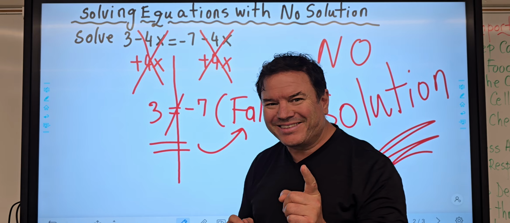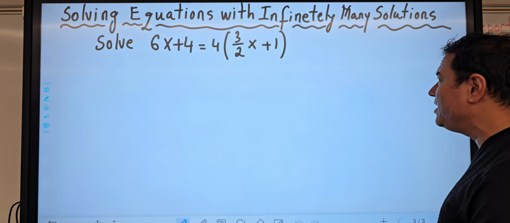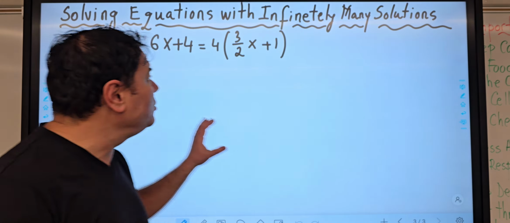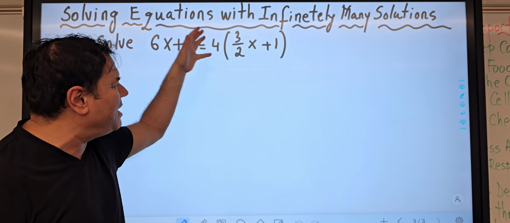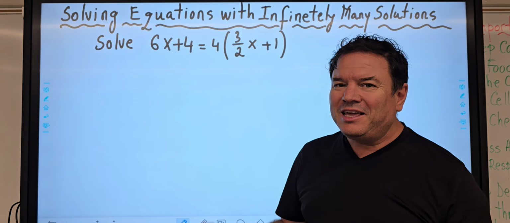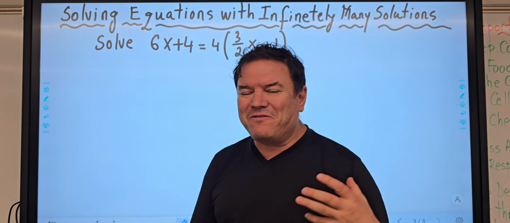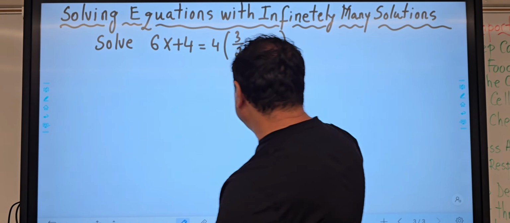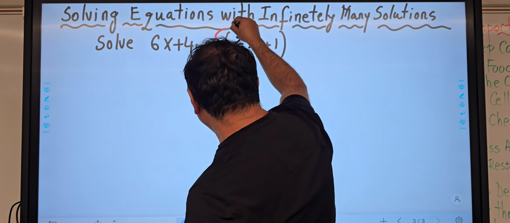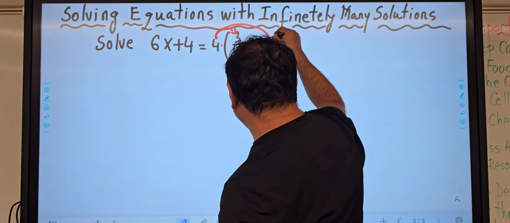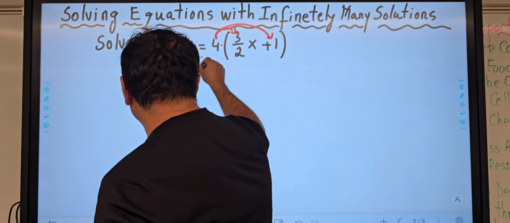Keep that in mind. Okay, let's take a look at another equation here. And in this equation here, we are going to end up with infinitely many solutions. Again, we have a parenthesis here, we have a fraction, and of course, every time we have a parenthesis, we are going to use my favorite property, the distributive property. Okay, so let's use the distributive property from 4. We are going to multiply 4 and 3 over 2x and 4 with the 1. And let's see what we get.